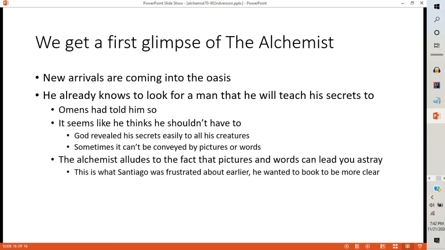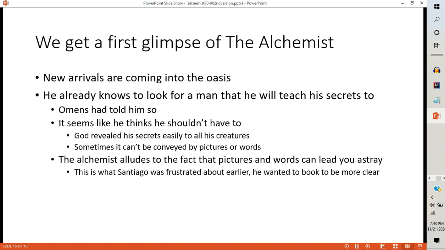And it's interesting. We're introduced to him. We still don't really know a lot about him, because this is the end here, guys. This is like page 89, 90 right here. But he knows already that he's got to look for a man that's in these new arrivals that are coming into the Oasis. He's looking for a man that he's going to teach his secrets to. And the omen, he says this, the omens had told him so. So the alchemist knows about omens too. Okay, maybe that's not surprising because the Englishman knew about the omens.